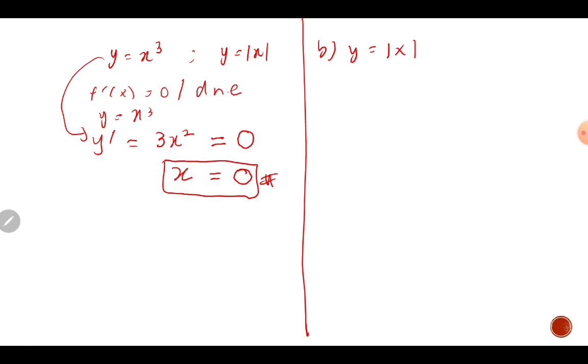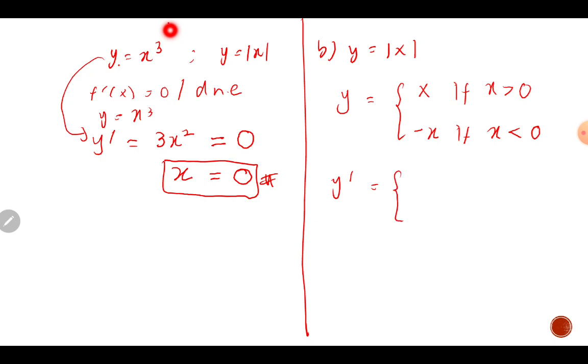For the second, y equals modulus x. How do we differentiate modulus x? If I'm not mistaken I discussed this earlier in part A. Because this is a modulus, the function y equals modulus x equals x if x is more than 0 and negative x if x is less than 0, right? So in this case, your derivative y prime equals 1, right? Differentiating x gives 1 if x is more than 0 and negative 1 if x is less than 0. Right? Okay, so what happened? Is it ever equal to zero? At what point is the derivative equal to zero?